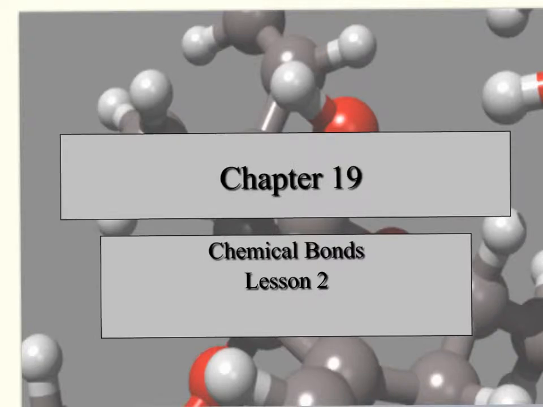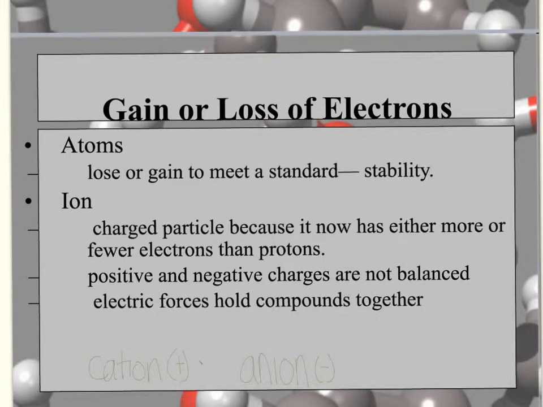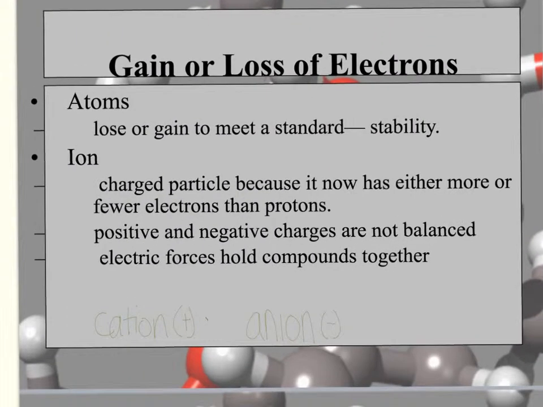This PowerPoint is going to focus on two types of bonds that we're going to talk about, ionic and covalent. This one is going to focus specifically on ionic bonds. Atoms can gain or lose electrons to meet stability. And that's what we talked about. The whole point of bonding is to gain that atomic stability, to gain that full outer shell. And so sometimes bonding occurs when atoms gain or lose electrons, when there's a transfer of electrons taking place.